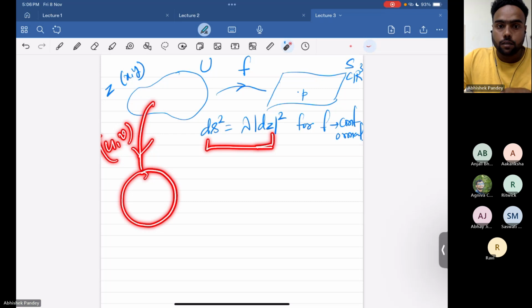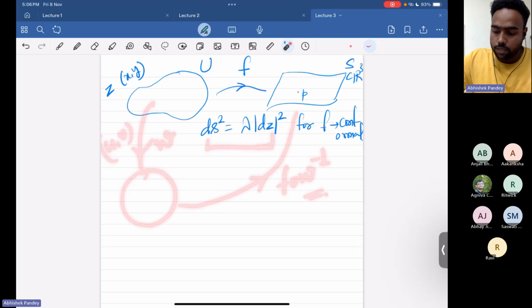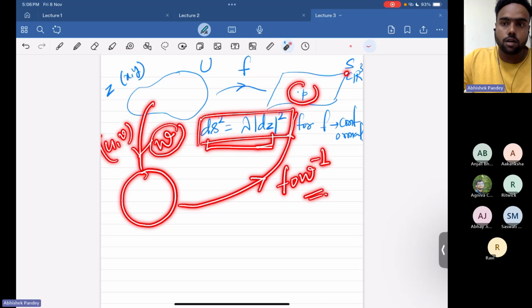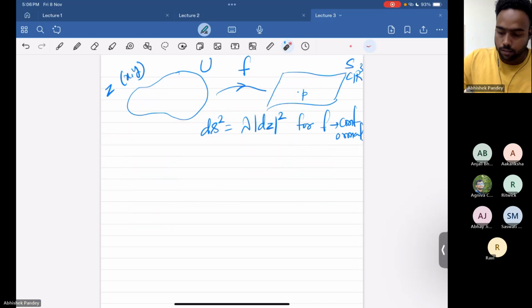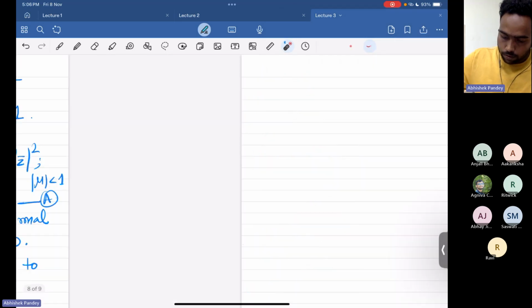Suppose this is w. If we take f composition w inverse, by Gauss result, this is going to be conformal. So we will have a complex structure on this surface S. Changing this coordinate w so that the metric is of this form is known as the isothermal coordinates. I will give a precise definition to it.